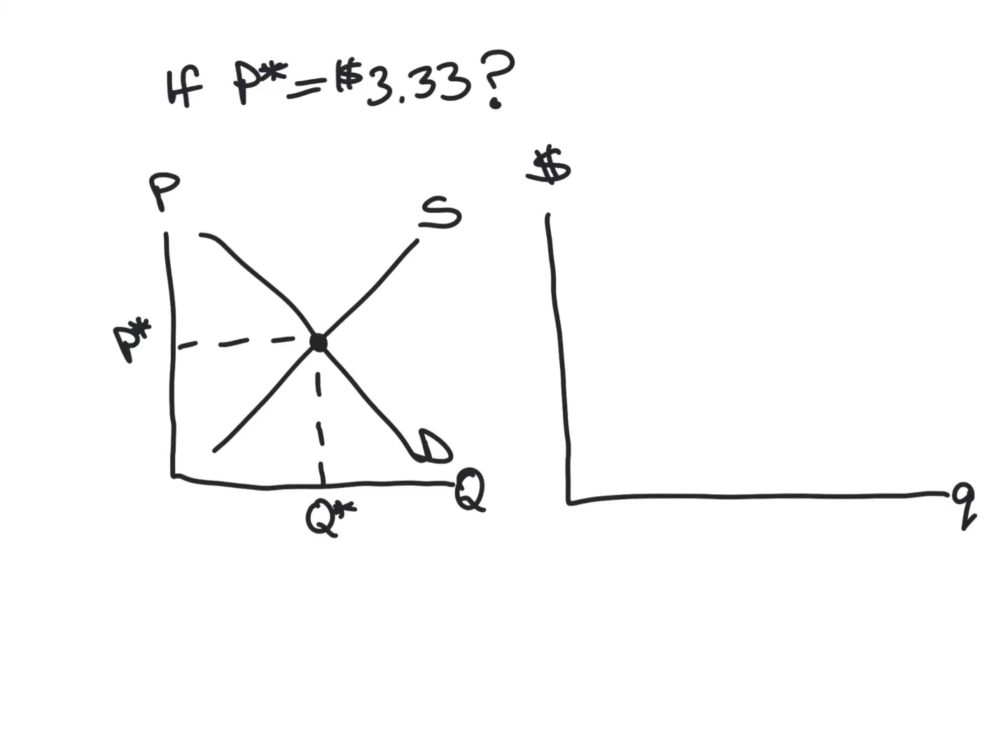Question number 4 asks, what if the market price is $3.33? How much will our producer produce? What will be their profit? And will the producer, the firm, remain open in the long run?